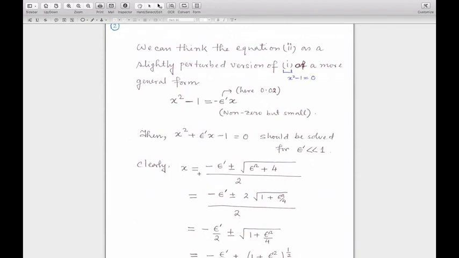I will of course apply the same solutions over here. So x, for this other quadratic equation, will be minus epsilon prime plus minus the square root of epsilon prime squared plus 4, all over 2.